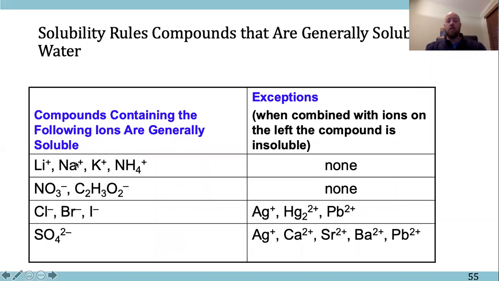Sodium chloride is going to be aqueous, and silver chloride is going to be a solid. So when these ions mix with these, they make solids instead, right? And so you have to know what the exceptions to the rule are. For the sulfate, again, it's generally soluble except with silver, calcium, strontium, barium, and lead.